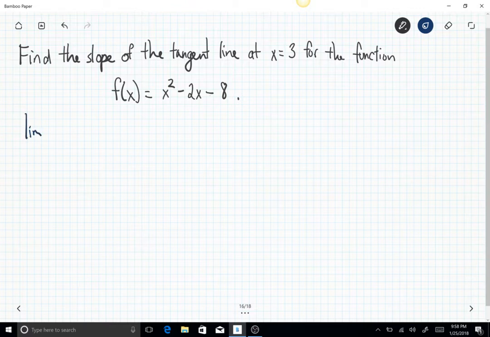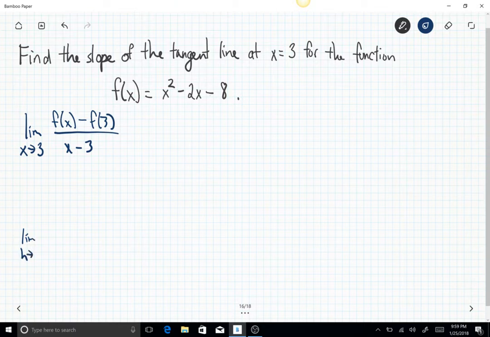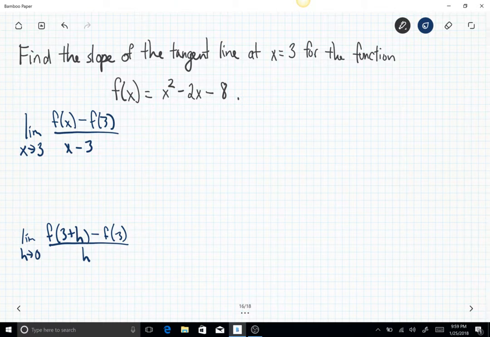So first case, we're looking for as it approaches 3. So limit as x approaches 3, we can do f of x minus f of 3 all over x minus 3. The other case is the limit as h approaches 0 of f of 3 plus h minus f of 3 all over h. And I'll show you how both work. First things first, either case we're going to need f of 3.